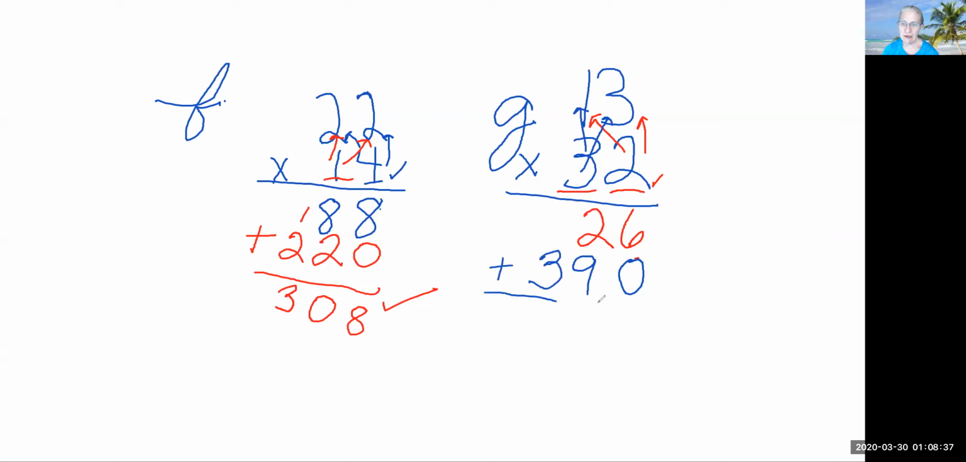Now we're going to add it. 6 plus 0 is 6. 2 plus 9 is 11. 1 in the tens column and carry 1 over to the hundreds. 1 plus 3 is 4. 416 is your answer. Did you get 416?